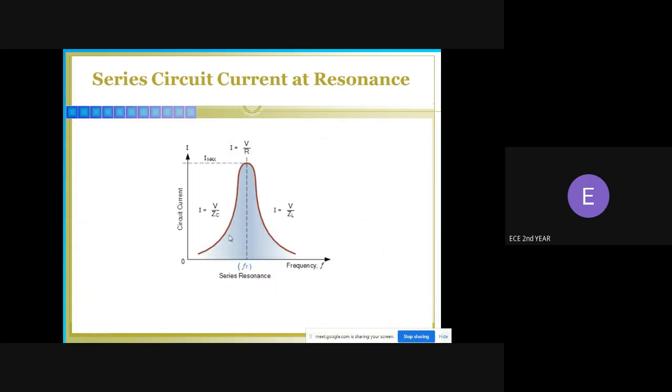What is the current condition? So this is the circuit current, I equal to V by R. At that time we can get the maximum current, with R very low. Here I equal to V by ZC and I equal to V by ZL. That is the series resonance condition. So at the resonance condition we can get the maximum current.